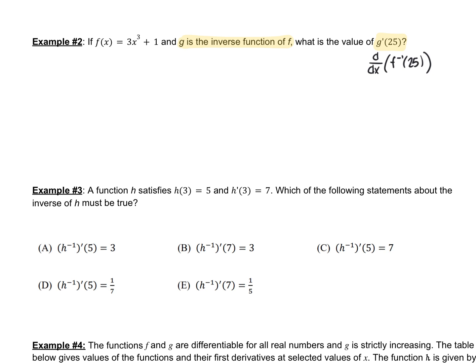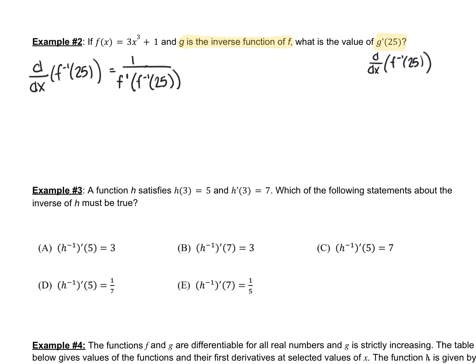So let's write that down and use the formula. So d dx of f negative 1 of 25, that's what we want to find. We're going to use the same formula as we did on the first page, which is 1 over f prime of f inverse of 25.